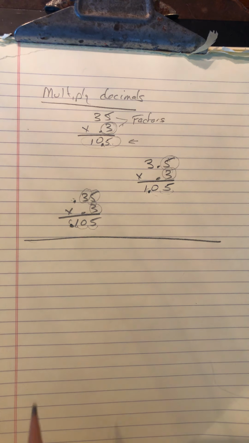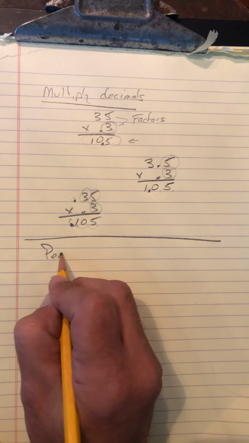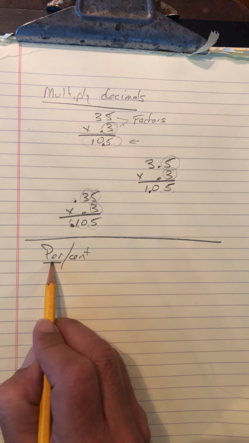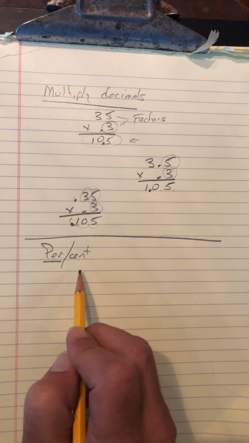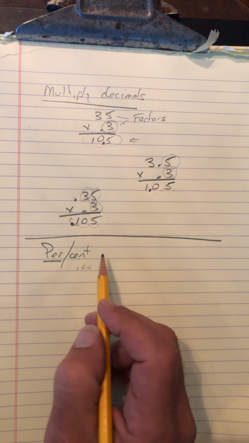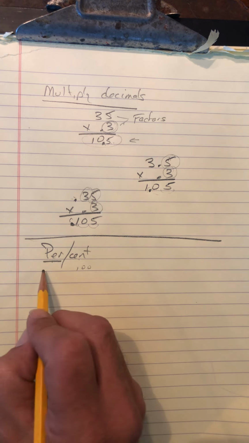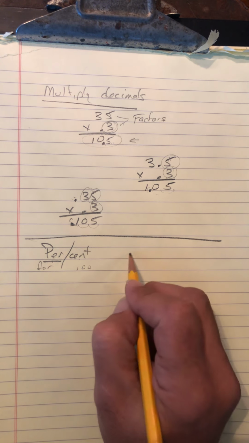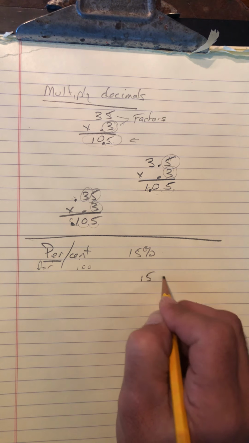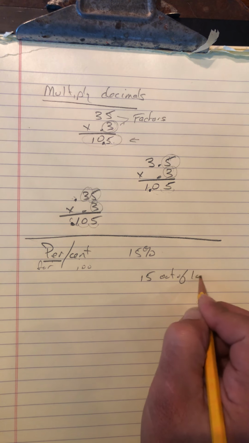Next thing I want to talk about is what percent means. Percent, per means for every. Cent is like 100, right? As in cents in a dollar or a century or a centurion or something like that. It's for every 100. So 15% means 15 out of 100.